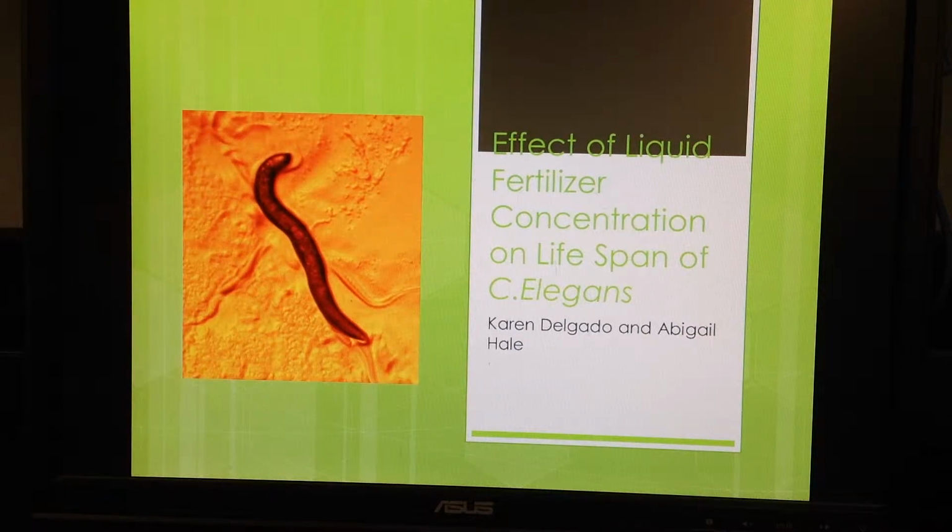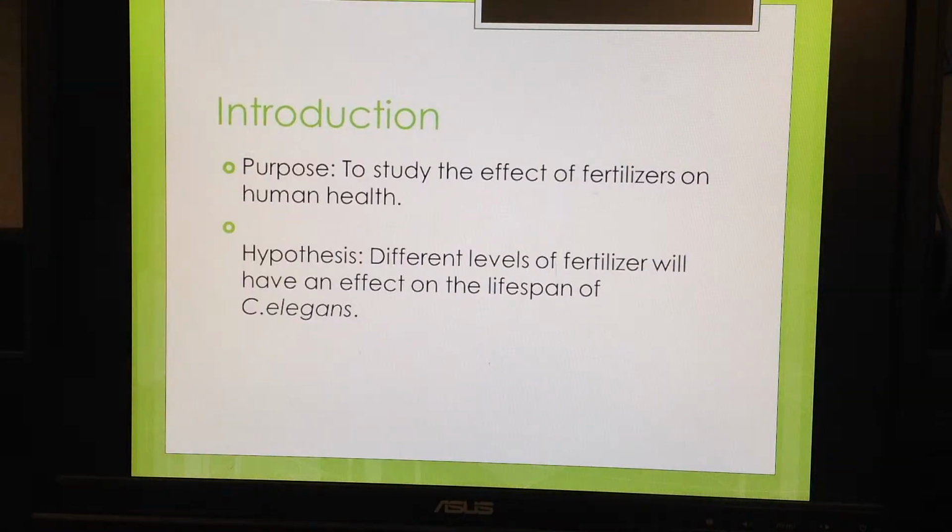Our names are Karen Delgado and Abigail Hale, and this presentation is on the results of our lab research project, the effect of liquid fertilizer concentration on the lifespan of C. elegans. The purpose of our experiment was to study the effect of fertilizers on human health. Our proposed hypothesis was that different levels of fertilizer will have an effect on the lifespan of C. elegans.